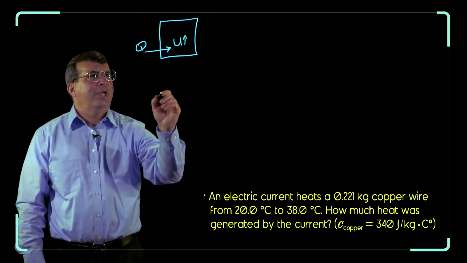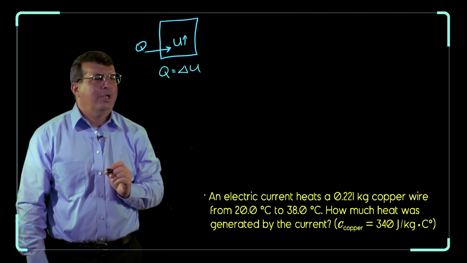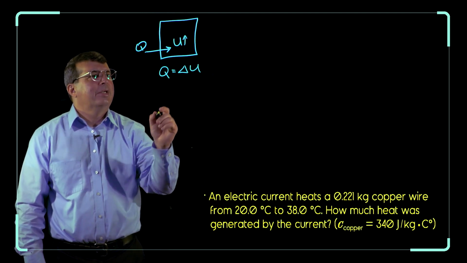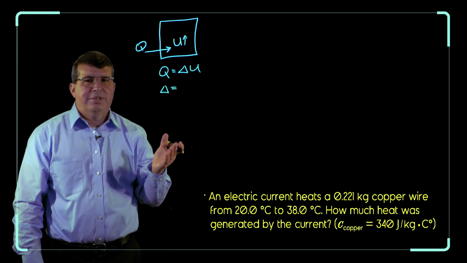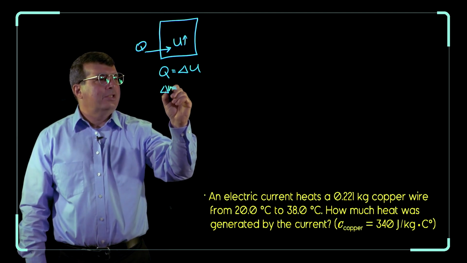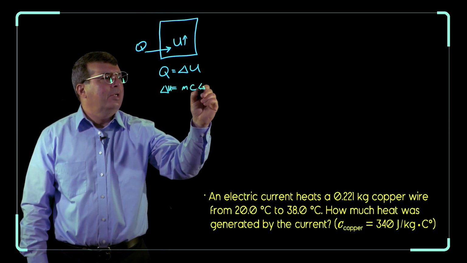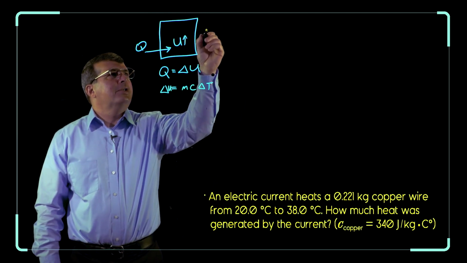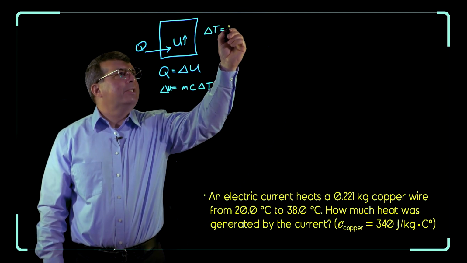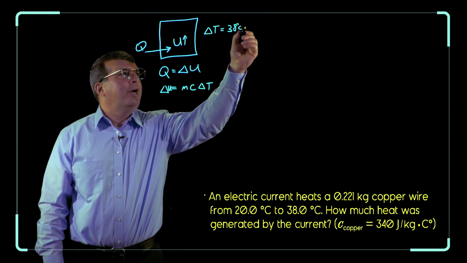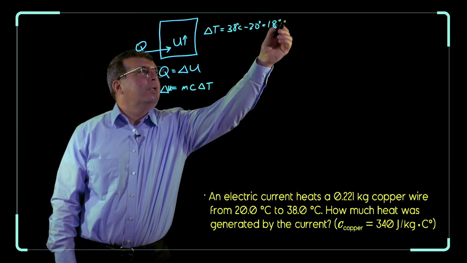From the first law of thermodynamics, the heat is equal to the change in the thermal energy. And we also know that, since the temperature of the copper is increasing, the change in the thermal energy is equal to the mass times the specific heat capacity of the copper times the change in temperature. So what is the change in temperature? The change in temperature is 38 degrees C, where we wind up, minus 20 degrees C, where we started. So that would be 18 degrees C.